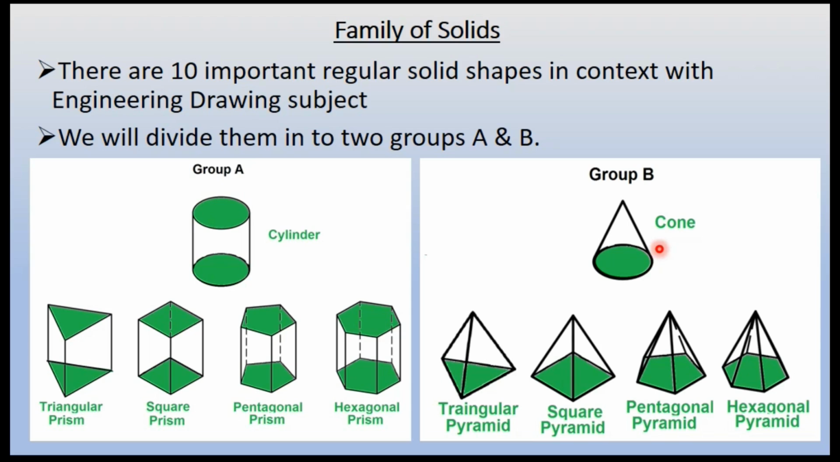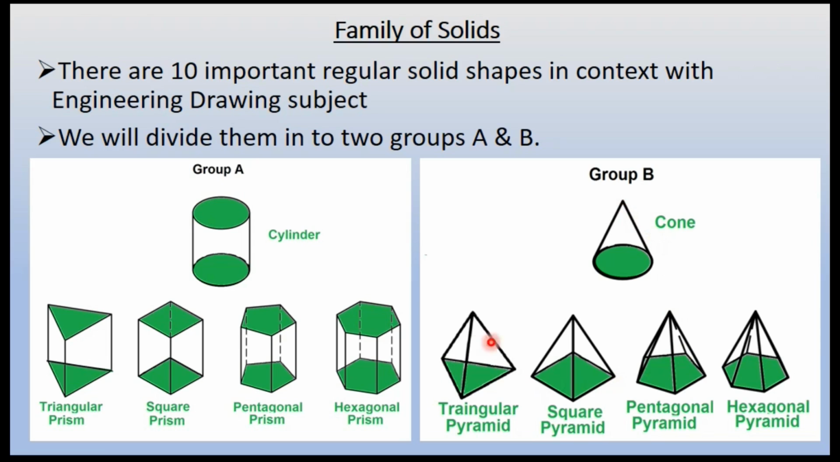When coming to Group B, the next 5 important solids, here we have the head of the family as cone, and there will be pyramids in this group. So what is common about cone and all the pyramids? The common thing is that cone and pyramids will have only one base, which will be circular, triangular, square, pentagonal, hexagonal or octagonal, whatever you may say. But the important thing is that it will have a base, and the topmost part will be called the apex.